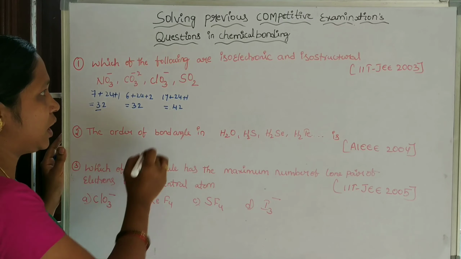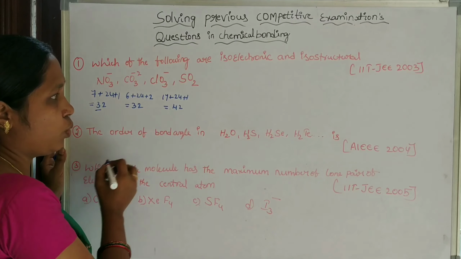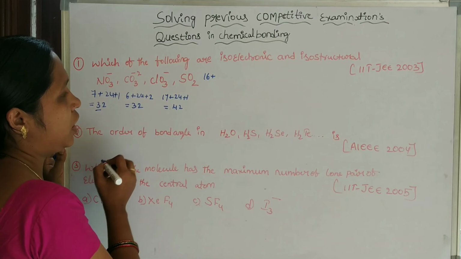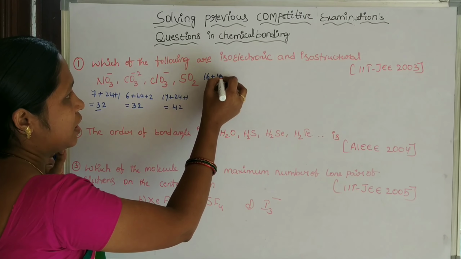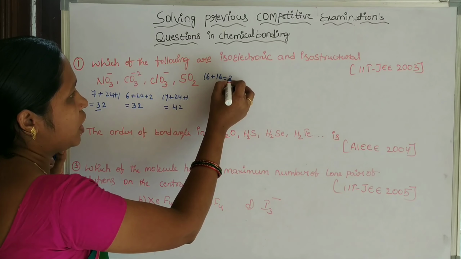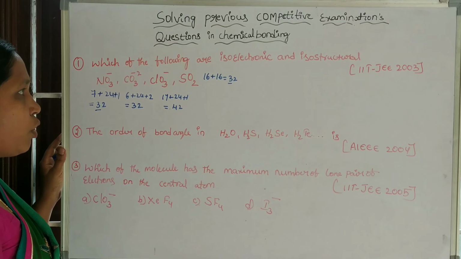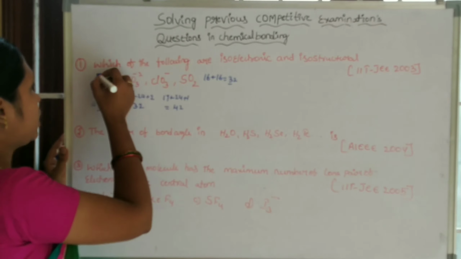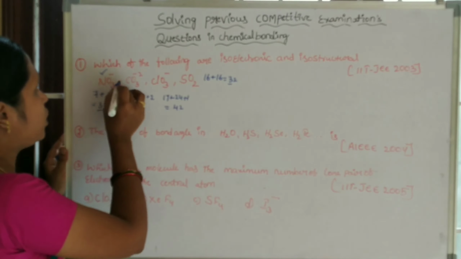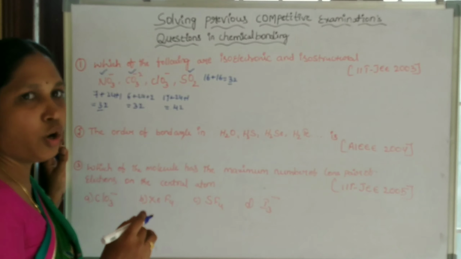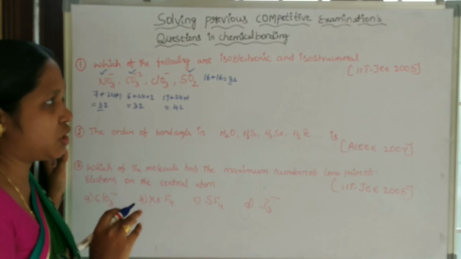42 electrons are there. And SO2. See, sulfur has atomic number 16 and 2 oxygens give 16. Totally the number of electrons is 32. So the isoelectronic species are NO3 minus, CO3 2- and SO2. All the three are isoelectronic species.